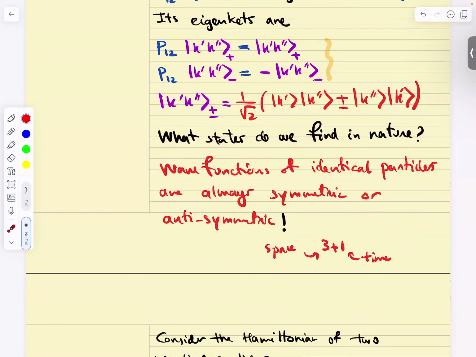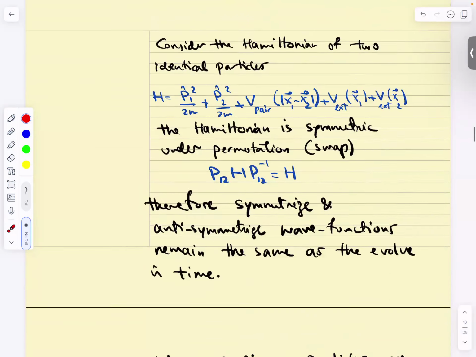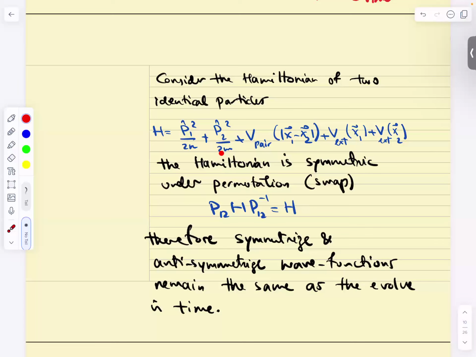When the Hamiltonian is swap symmetric, a symmetrized state remains symmetrized for all times. An anti-symmetrized state remains anti-symmetrized for all times. If the Hamiltonian was not swap symmetric, that would be a nonsensical state. And you can clearly see that for the Hamiltonian to be swap symmetric, to stand a chance, the masses should be the same. So we're talking about identical particles.